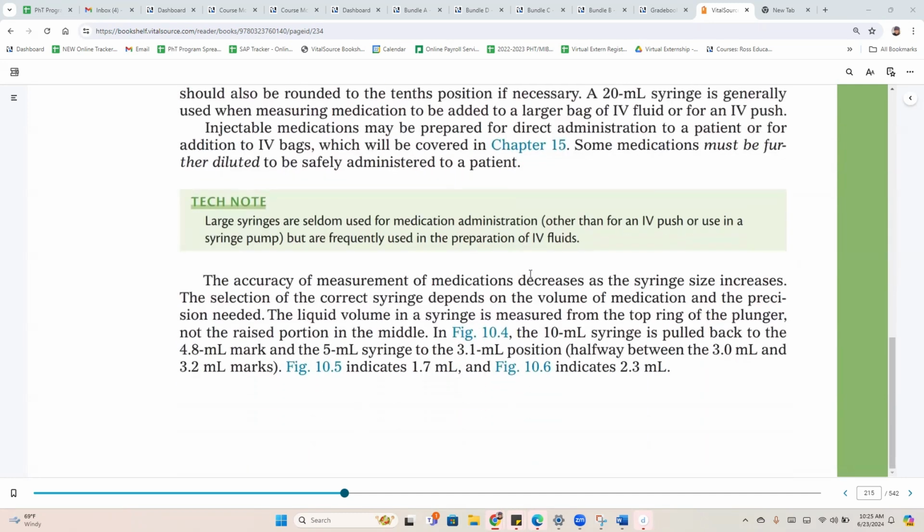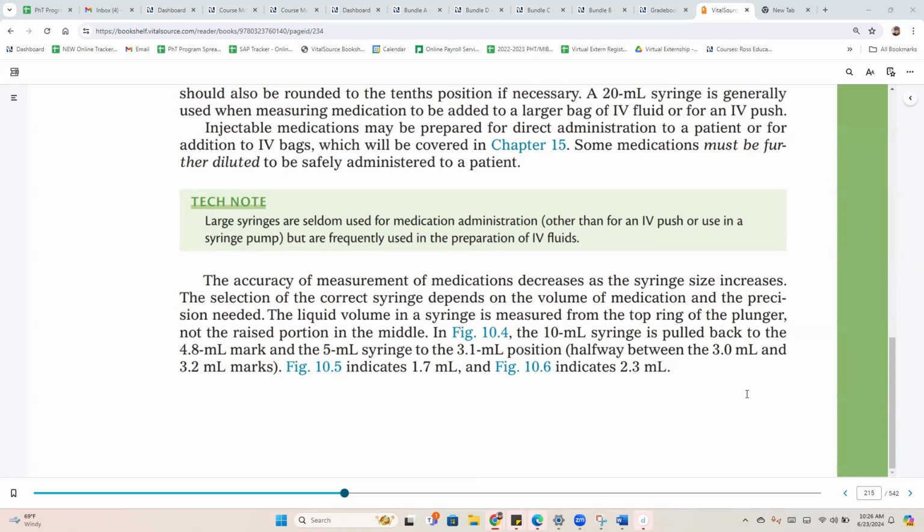So just a little note, large syringes are seldom used for medication administration, other than for an IV push or use in a syringe pump, but are frequently used in the preparation of IV fluids. The accuracy of measurement of medications decreases as the syringe size increases. The selection of the correct syringe depends on the volume of medication and the precision needed.